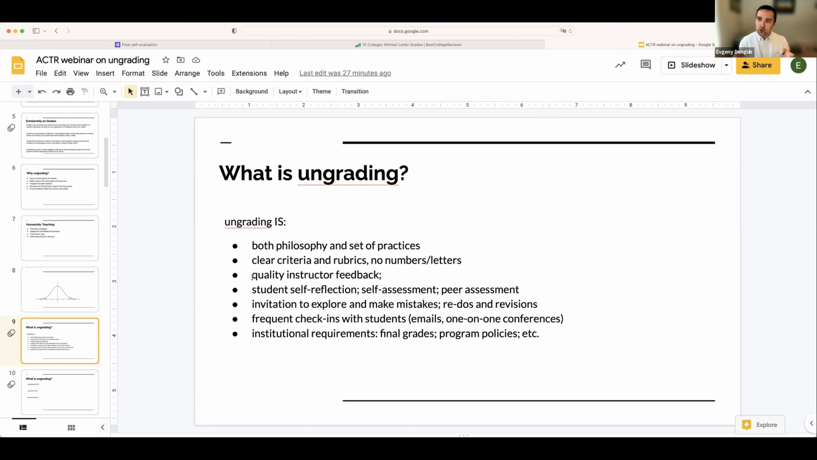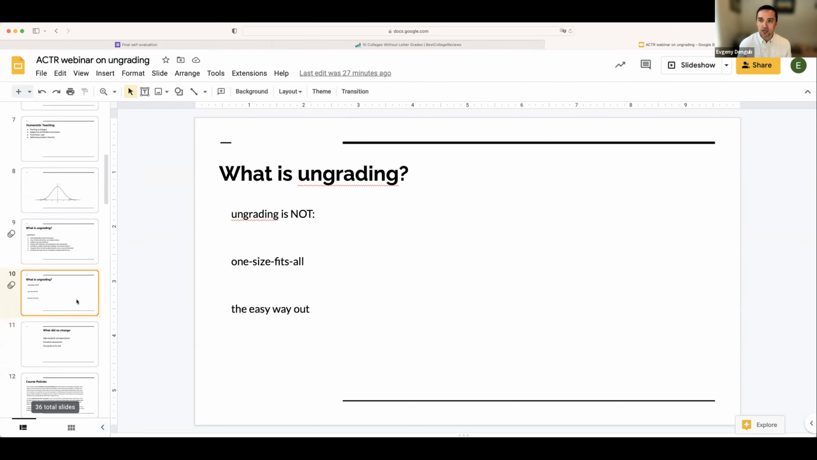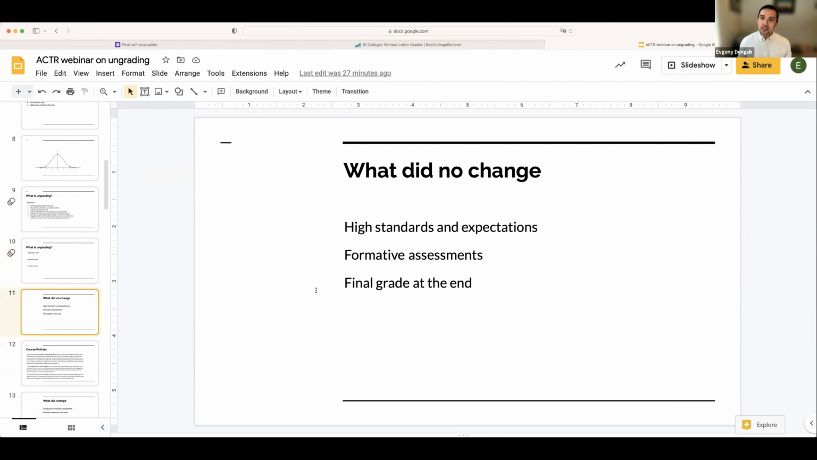Whatever you do before you give the final grade is more often than not in your power. Ungrading is not one size fits all. Again, we all teach different kids, in different institutions, and it's not an easy or a lazy way out. We still require work to do. So what didn't change in my classroom when I started ungrading? High standards and expectations didn't change.